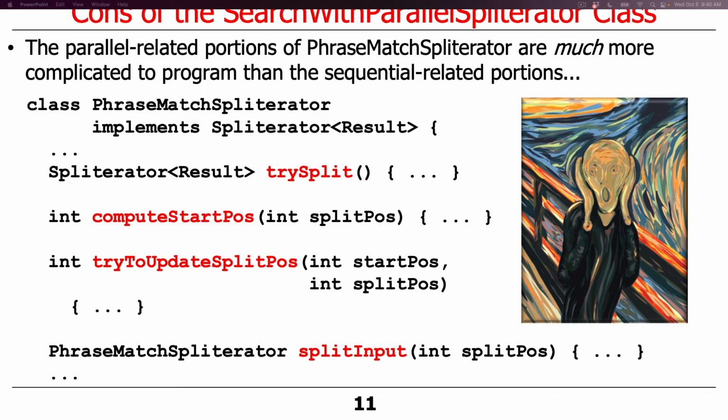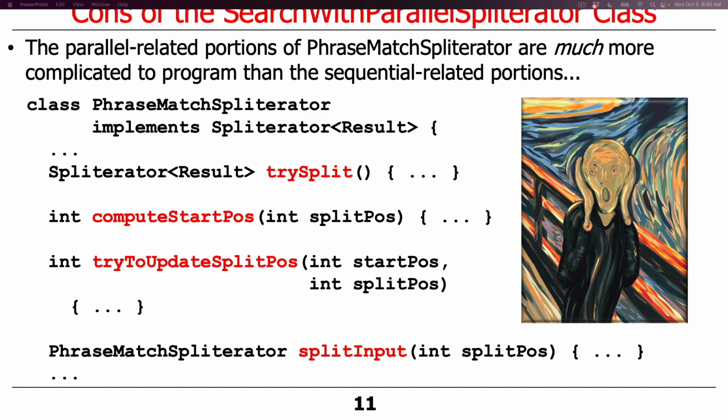As I always like to say, it's not all unicorns and rainbows. There's some tricky parts to this. And the key point is that it was a heck of a lot harder to program the phrase match spliterator for parallel programming than for sequential programming. And that's because we had to implement all these other methods. We had to implement trySplit using computeStartPause, tryToUpdateSplitPause, and splitInput.